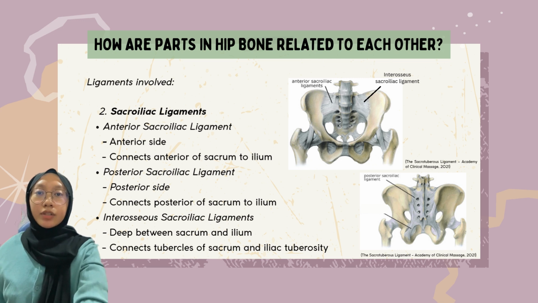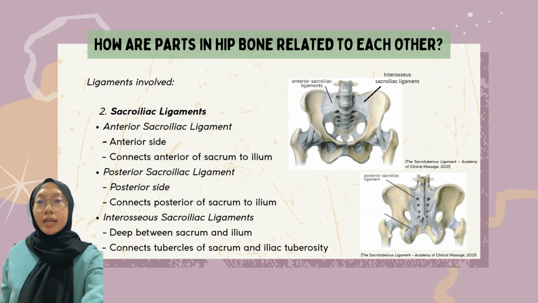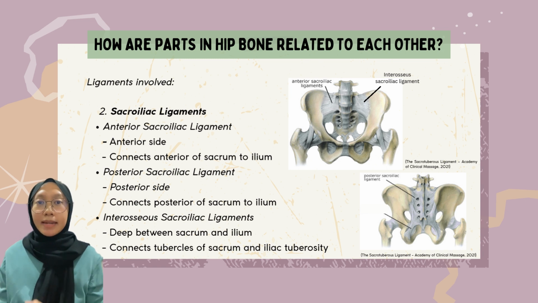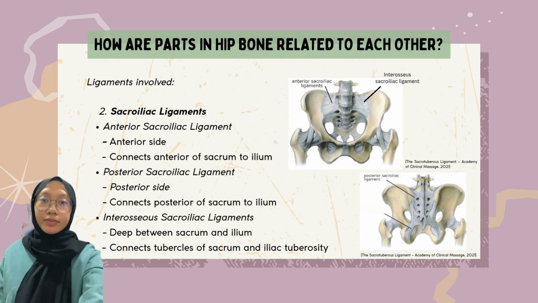The first ligament is the anterior sacroiliac ligament, which is located at the anterior part of the sacroiliac joint. It connects the anterior part of the sacrum to the ilium. This ligament is not the strongest or the thickest, but it plays a key role in stabilizing the sacroiliac joint during movement. For example, whenever we are twisting, bending, or shifting our weight, this ligament helps to keep the front of our sacroiliac joint from separating or moving too much.